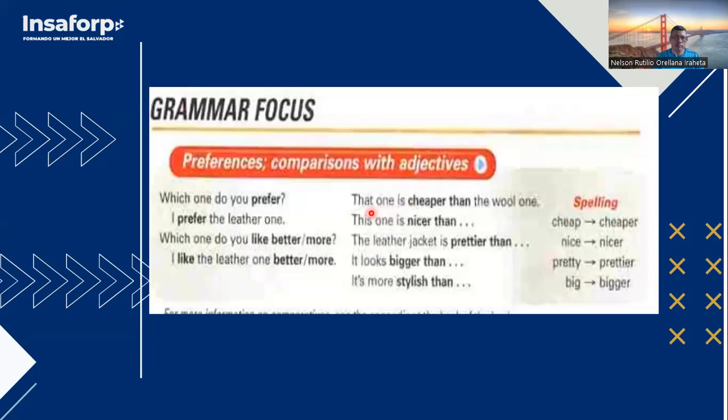In this case, we have comparison. Is it the same or is there a difference? No, in this case they are different, because better in Salvadoran Spanish would be mejor and more would be más. Better or more are two different adjectives. Here we have the comparison, and the comparison rule says that all the time that you see the word than, it emphasizes that you are comparing between two things.